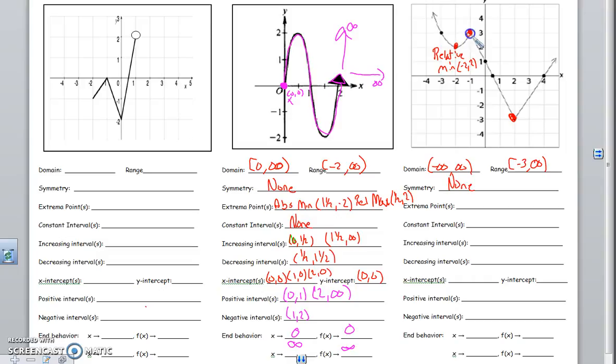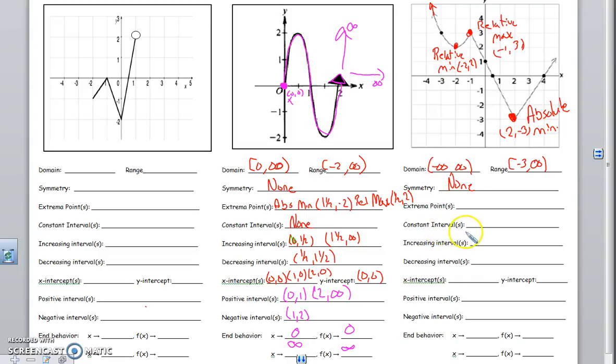Compare that to this point where it kind of tops out there, that would be a relative maximum, because this arrow tells me that there are points over here that are higher than that, so that is negative 1, 3. And then we have this point, which there are no points lower than this, so this is going to be an absolute minimum. Okay, so that's 2, negative 3. And that's all it is for your extreme points right there.